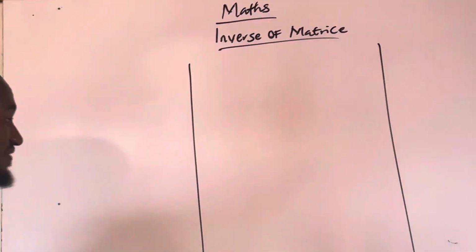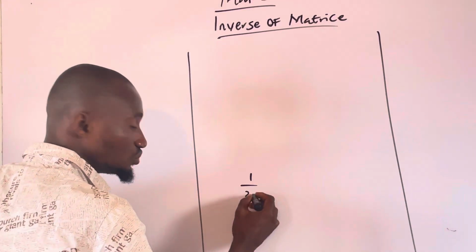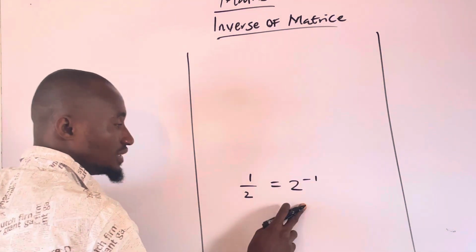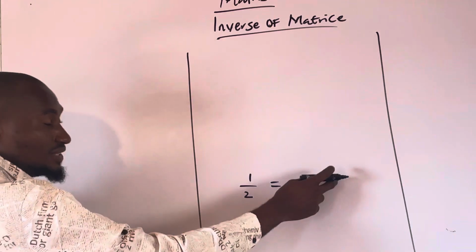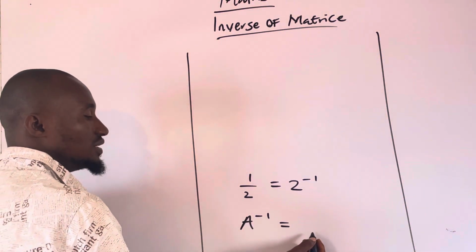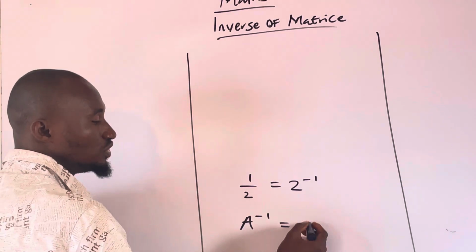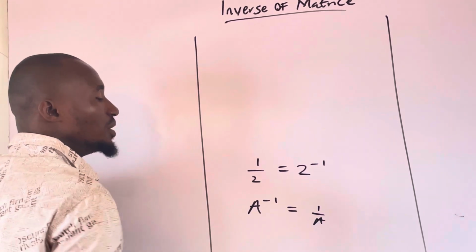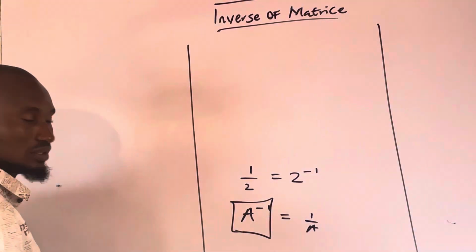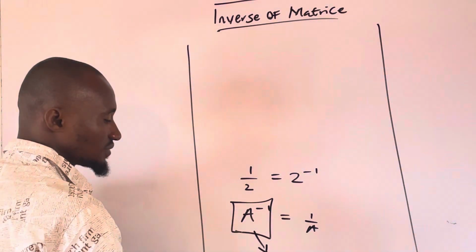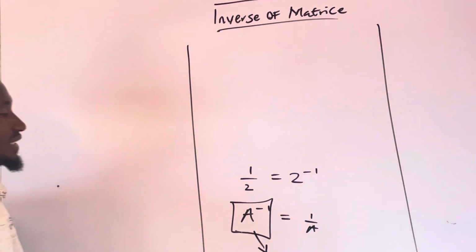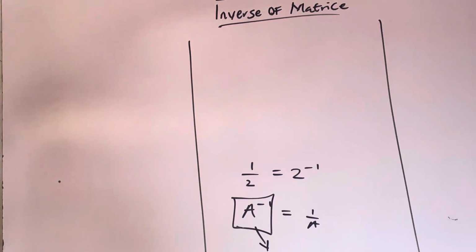From the word inverse, inverse means if I have 1 over 2, and this is equal to 2 raised to power minus 1. In indices, we call it negative index law, right? When I have a raised to power minus 1, according to indices, it's going to be 1 over a, right? But now in matrix, we are calling this inverse of a. Okay, now, how then can we solve inverse of matrix?